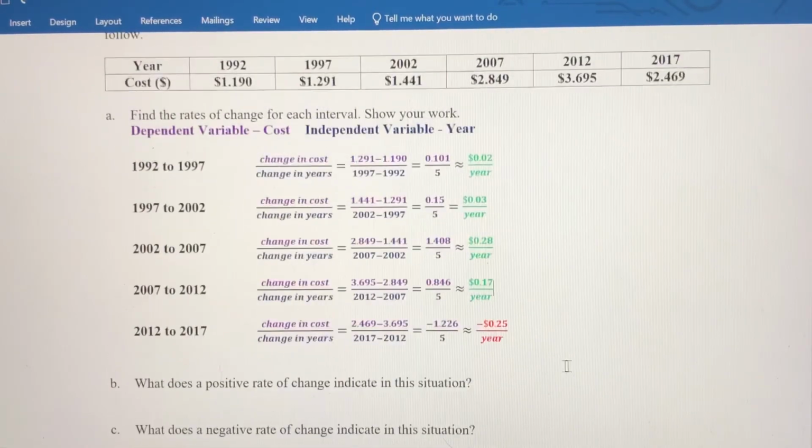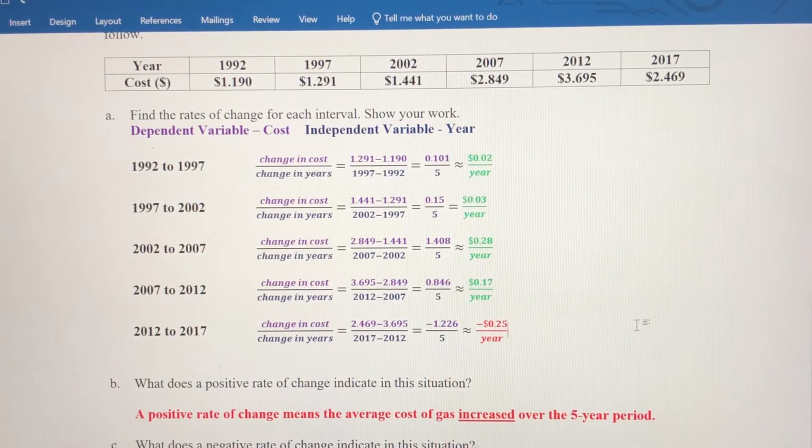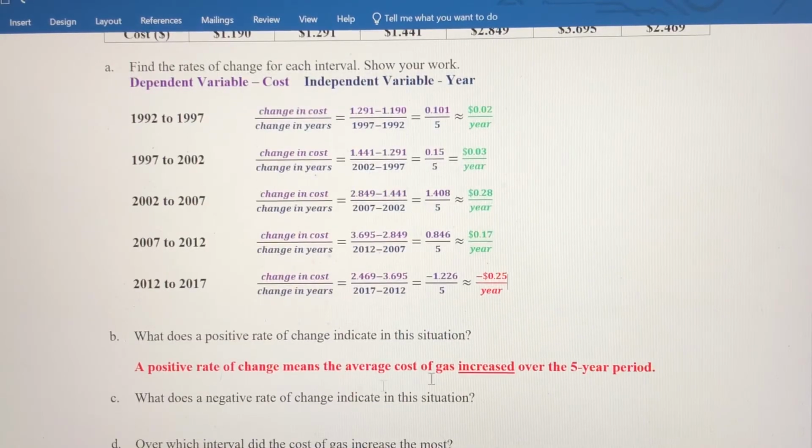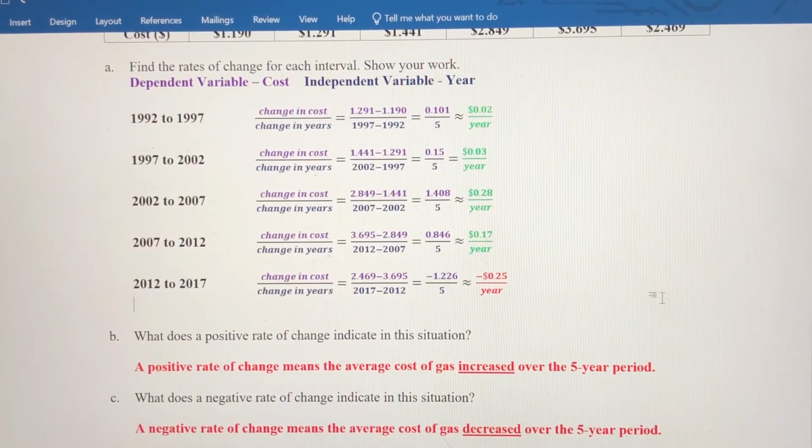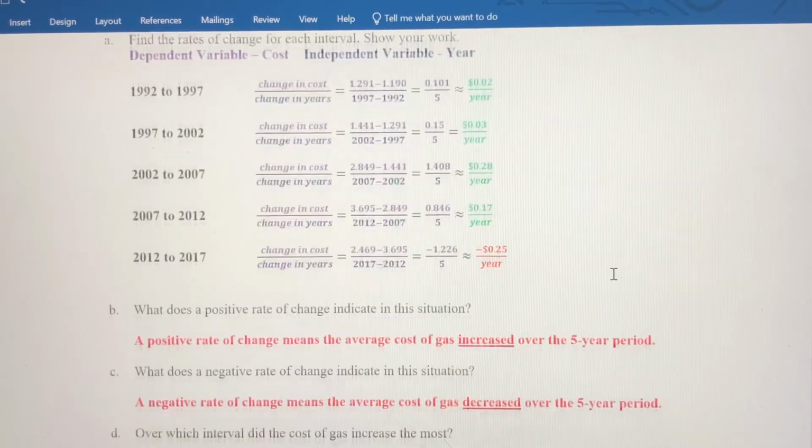So what does a positive rate of change indicate in this situation? Well, positive rate of change just means the average cost of gas increased over that 5-year period. Positive rates of change in these 4 intervals means gas got more expensive. Negative rate of change means the opposite of that. Gas decreased in price. And that only happened for the data we have here between 2012 and 2017, which had a negative rate of change because that's the only time that gas decreased in price.